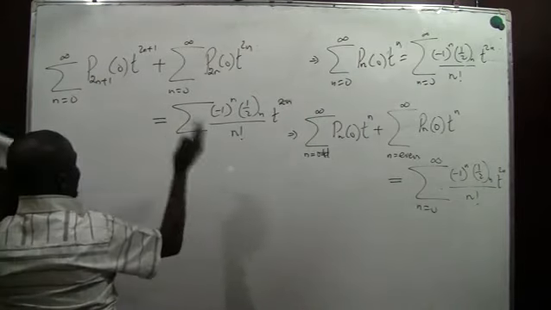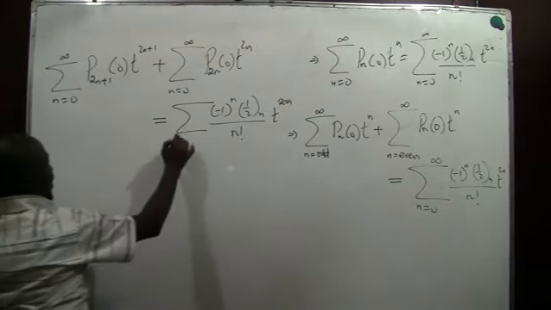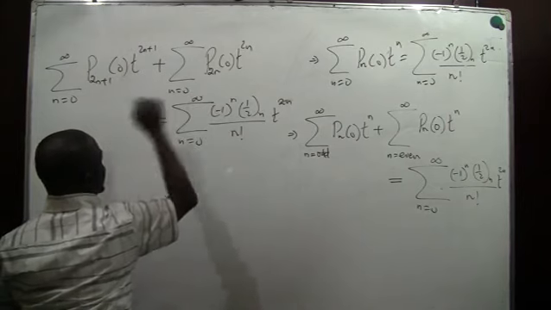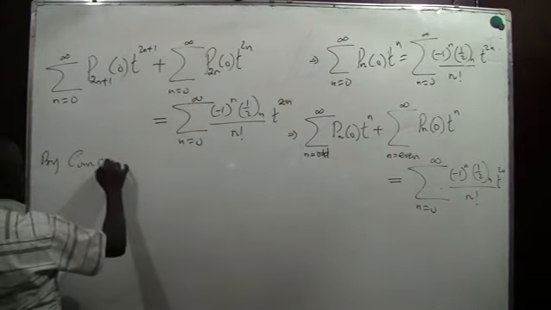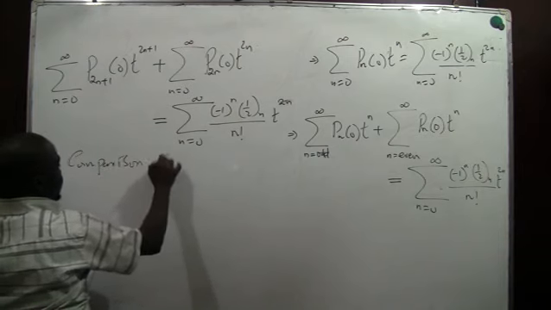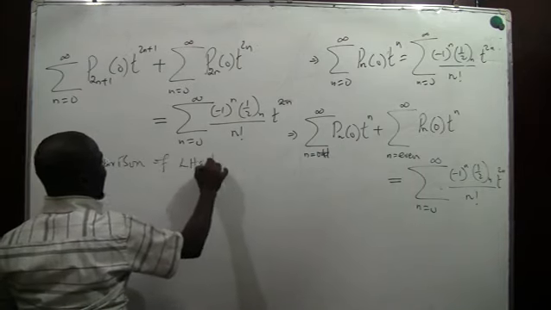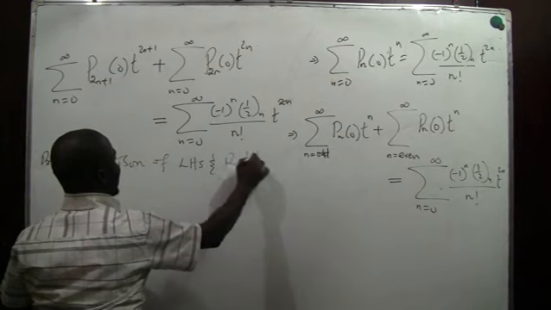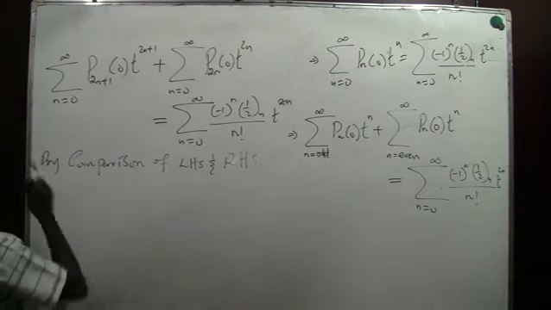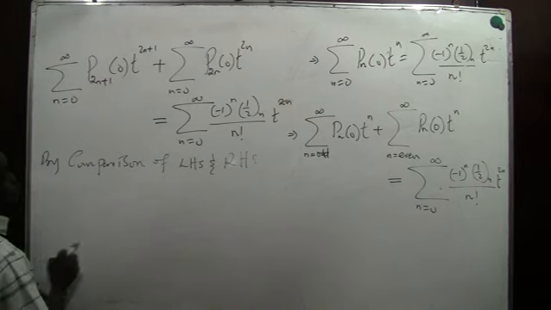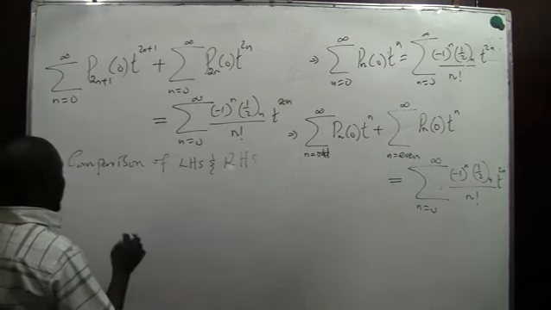Now let us compare, n from 0 to infinity. By comparison of the left hand side and right hand side, we will see that at the right hand side there is no coefficient for t raised to the power 2n plus 1.